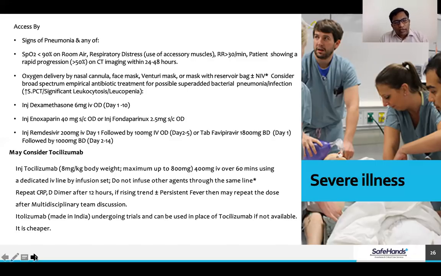Consider injection tocilizumab, that is 8 mg per kg body weight, maximum up to 800 mg, 400 mg IV over 60 minutes. Use a dedicated IV line by infusion set. Do not infuse other agents through the same line. Repeat CRP and D-dimer after 12 hours. If there is a rising trend or persistent fever, the dose may be repeated after multidisciplinary team discussion. Itolizumab, made in India and undergoing trials, can be used in place of tocilizumab if not available, and it's cheaper.